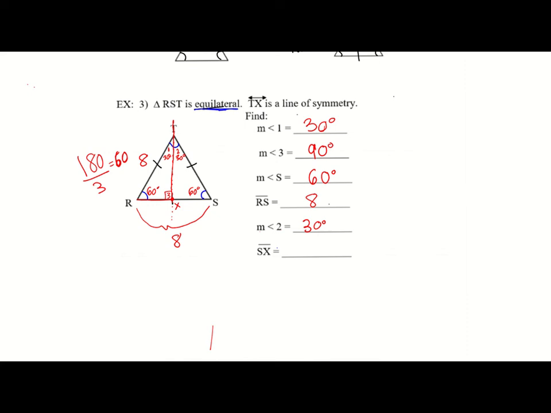Then it asks me to find the length of SX, which is right here. If I know that my line of symmetry is a perpendicular bisector, it cuts that line RS in half. So if I have 8 divided by 2, that gives me 4 for SX.